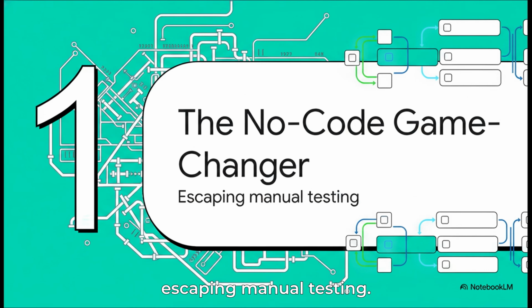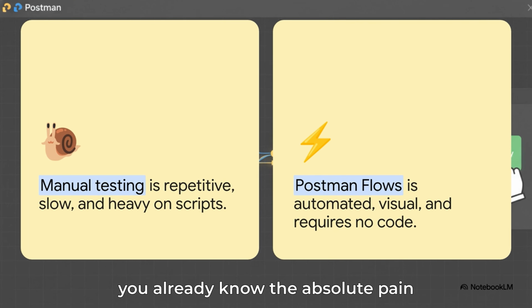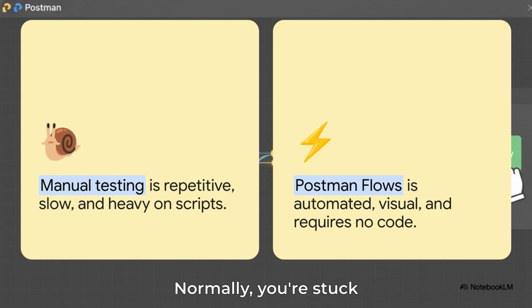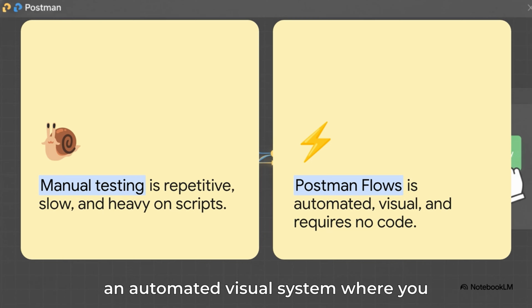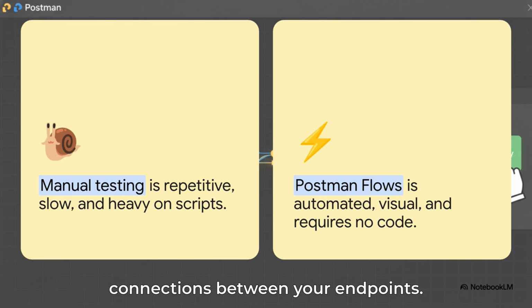Section 1, the no-code API game changer. Let's talk about escaping manual testing. Look, if you manage APIs or do quality assurance, you already know the absolute pain of manual testing. Normally, you're stuck writing pages of fragile, complex test scripts just to pass a single variable from one request to another. It's highly repetitive and it's painfully slow. Postman Flows replaces all of that with an automated visual system where you need absolutely zero code. You literally just draw the connections between your endpoints. It's a real game changer.